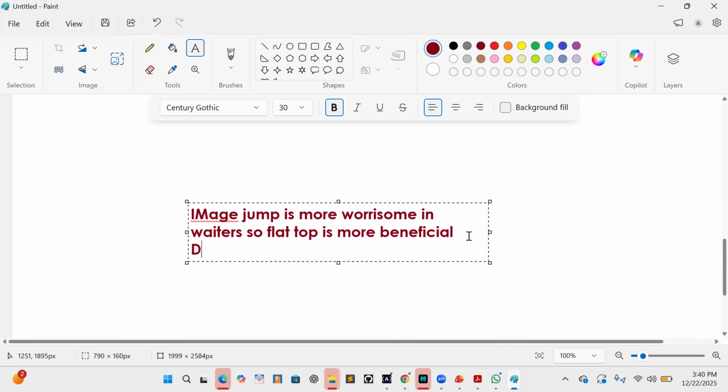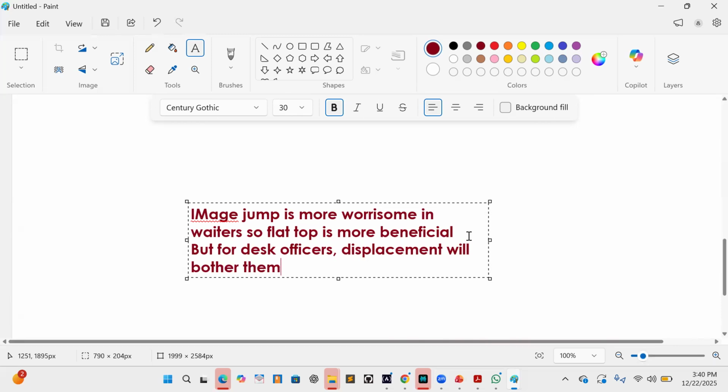But for desk officers or desk workers, those ones, image displacement will probably bother them more. So for those ones you want to use a round top, where we reduce the image displacement, because image displacement will be more relevant to them. So that's all for image displacement.